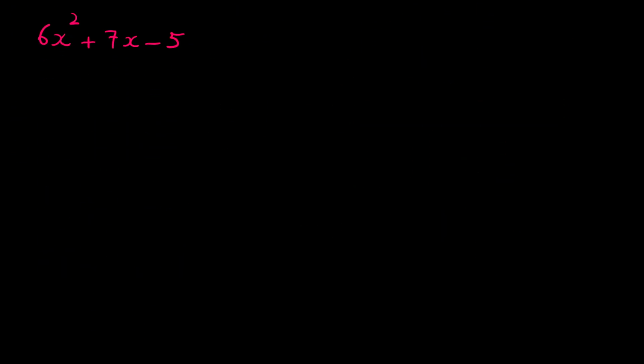Now look at this next example. 6x to the 2 plus 7x minus 5. The leading coefficient is other than 1. First we try to factor it, but there is no common factor between 6, 7 and negative 5. So we have to work as it is. 6 times negative 5. If you remember, the first step is always multiply that leading coefficient by the constant. 6 times negative 5 is negative 30. Now we look for two numbers that their product is negative 30 and their sum is 7. Can you guess that numbers?